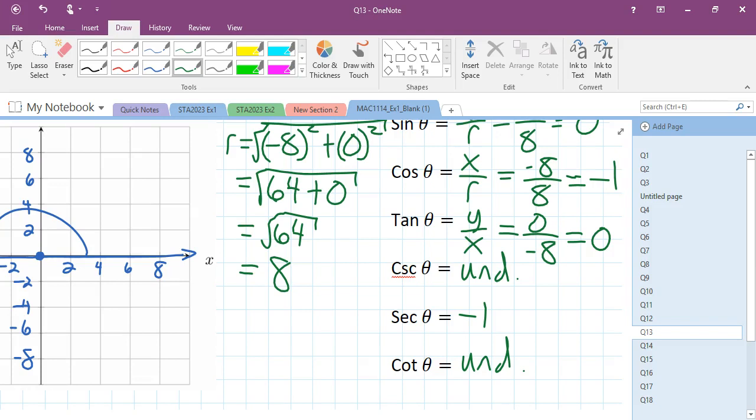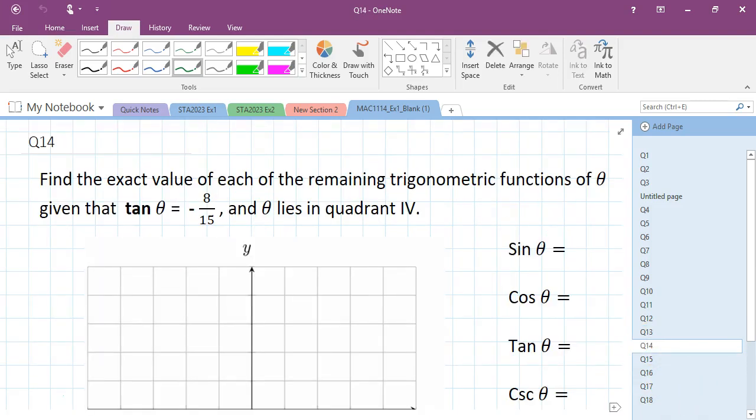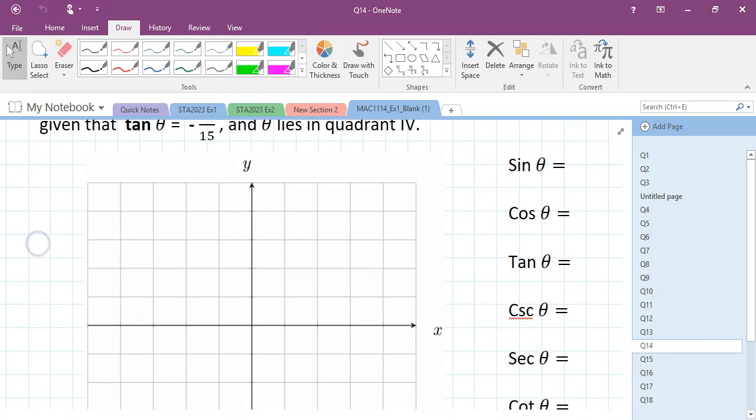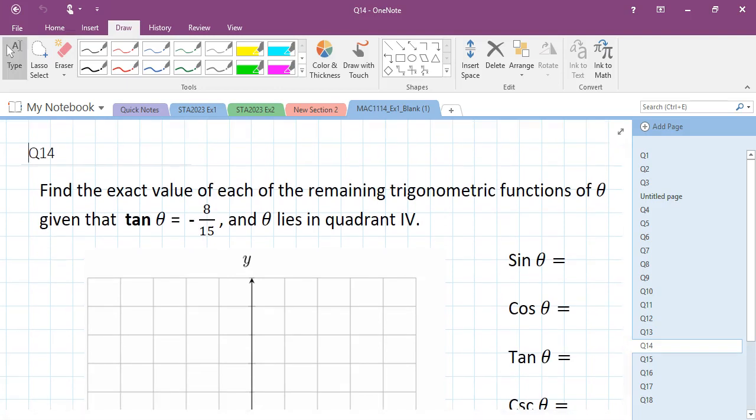Okay? Any questions over that? See? Easy peasy. You guys got this. 14, we're going to do it again. And again, it says give us a sketch of the function. No, it doesn't. I don't know why they gave us a graph. So we'll just keep the graph there. It doesn't matter. But here it says, we've got tangent. And we know that theta lies in quadrant 4.